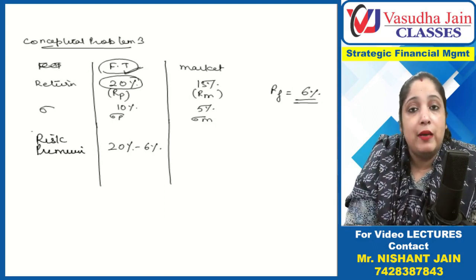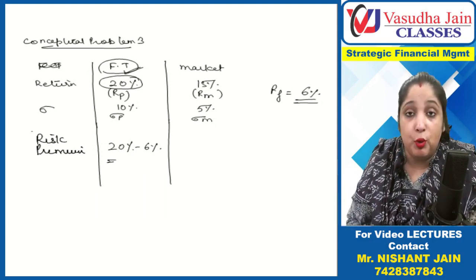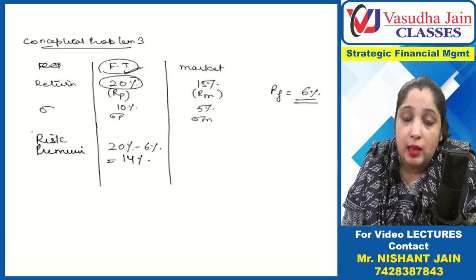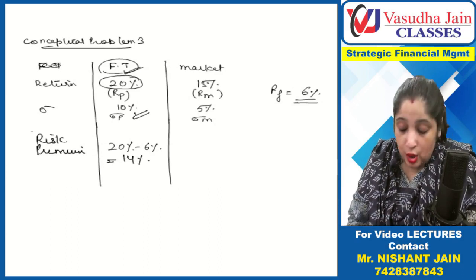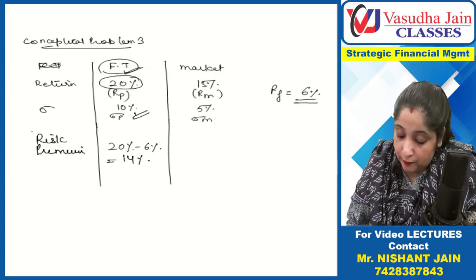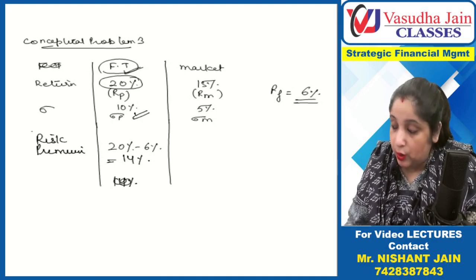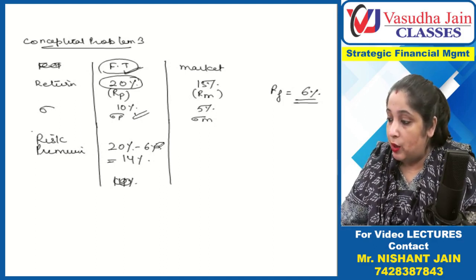How much is the mutual fund giving you? 20%. So how much excess is the mutual fund giving you? 14%. Why is the mutual fund giving you excess return? Because the mutual fund has risk. So let us compare. If the mutual fund gives you 14% excess return, let me write it in a unitary method way.